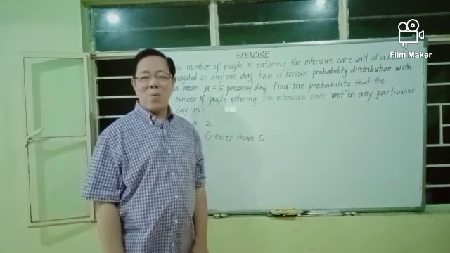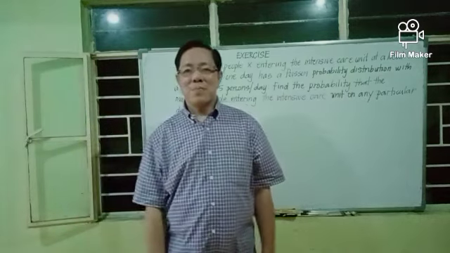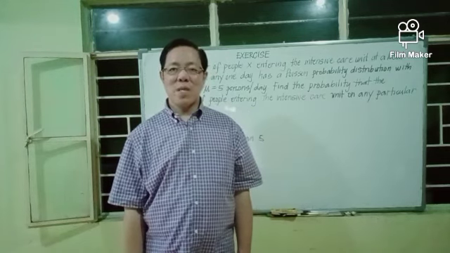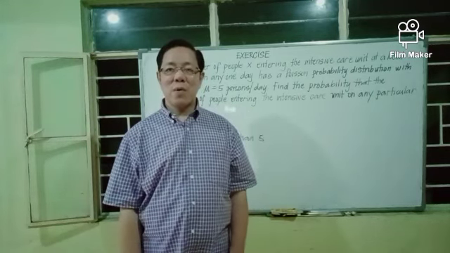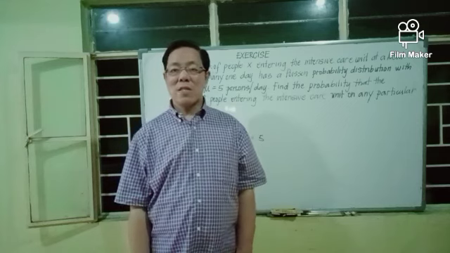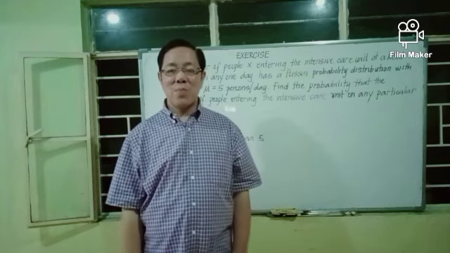And that completes our lesson for today. We will continue next time with the mean and standard deviation for the discrete random variable described by the Poisson probability distribution.